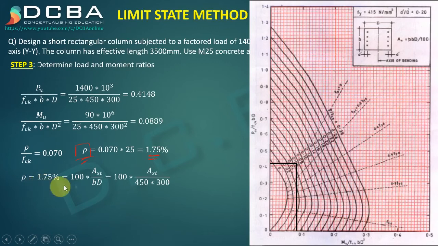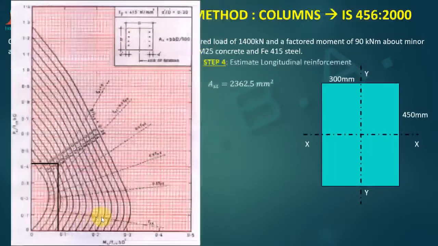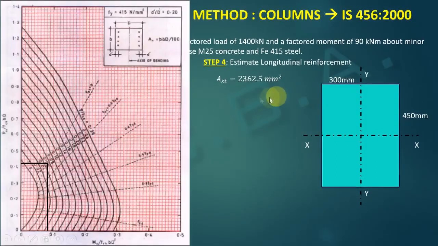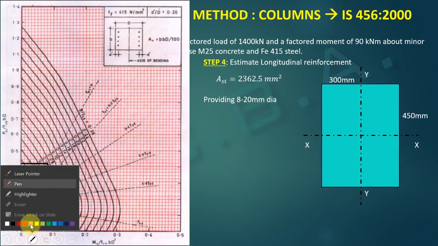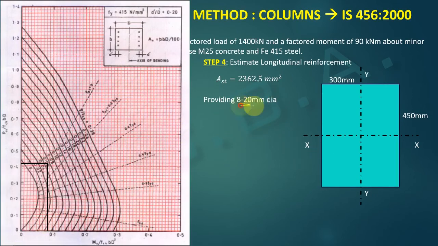So rho, 1.75%, is equal to 100 AST upon BD. You can see here that they have also given this formula, that AS is rho BD upon 100. So everything they have given in this chart itself. We need to find AST now. AST comes out to be 2362.5 mm square. So we need to estimate longitudinal reinforcement. Providing 8 bars of 20 mm dia for this 2362.5 mm square. You have to calculate the number of bars and dia combination by yourself, because we have already done this a lot of times, and I am getting 8-20 to be optimum.